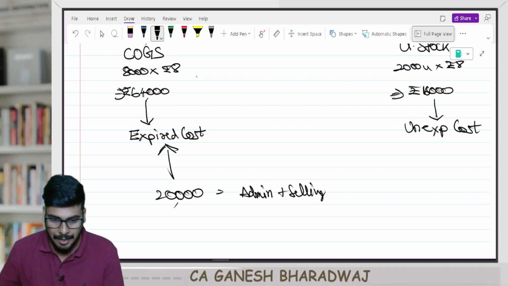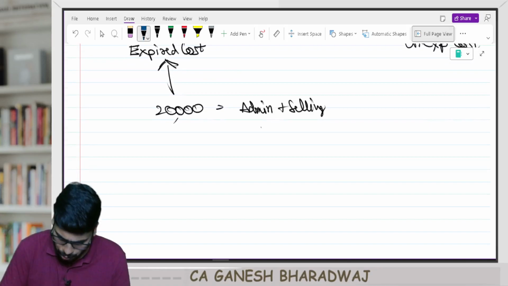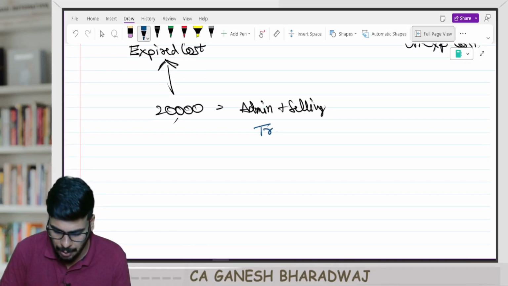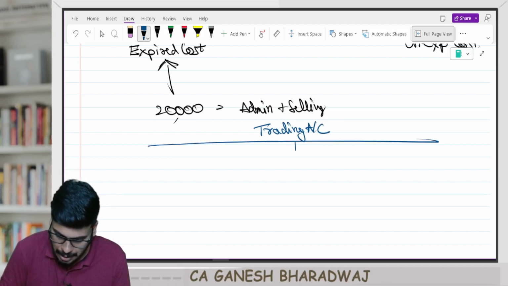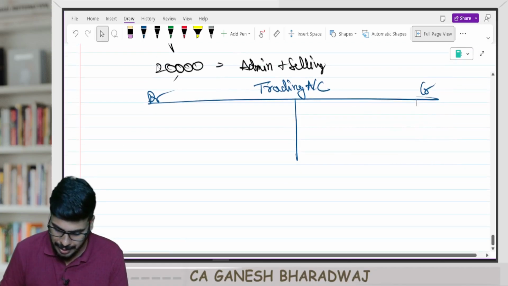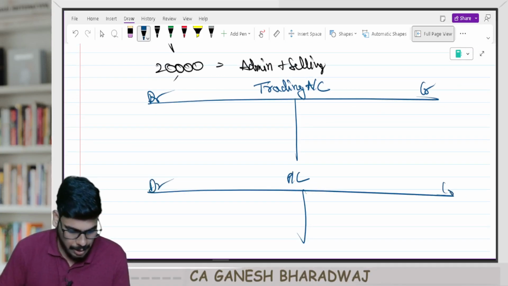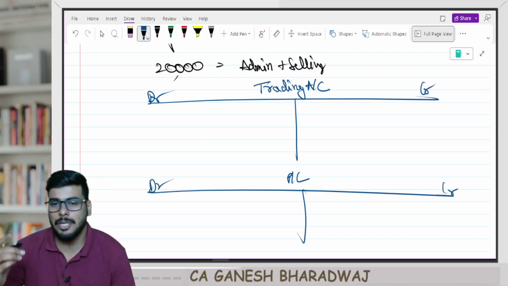So if I were to put this in a format of trading and P&L account, please write this in blue ink. This is not required for exam, but for your understanding purpose. So let's put it as a trading and P&L account. Now guys, I want the figures from you.